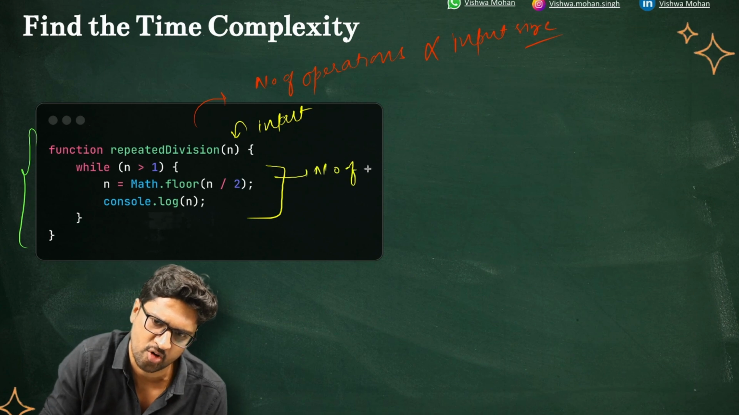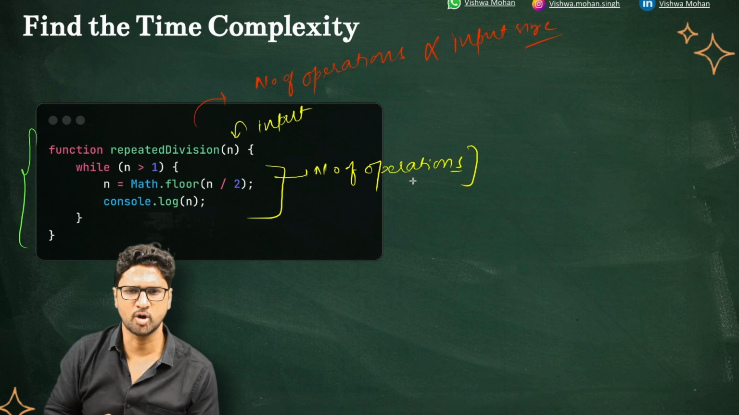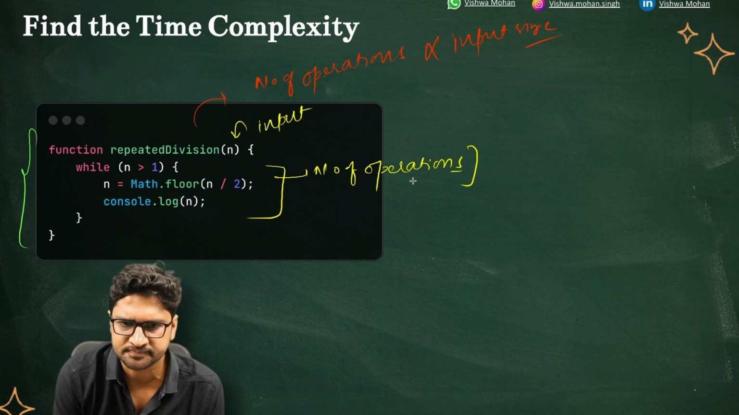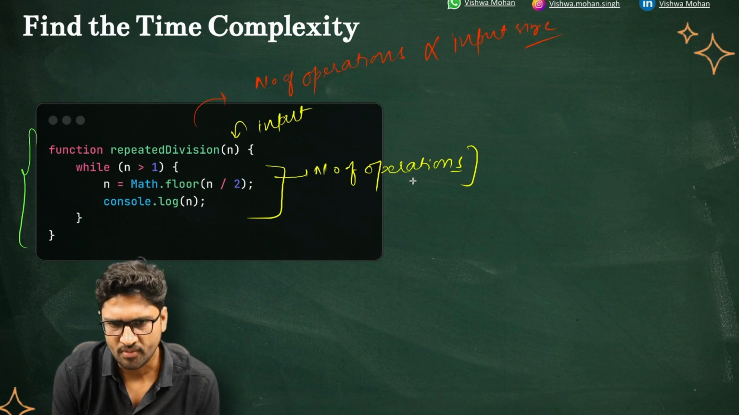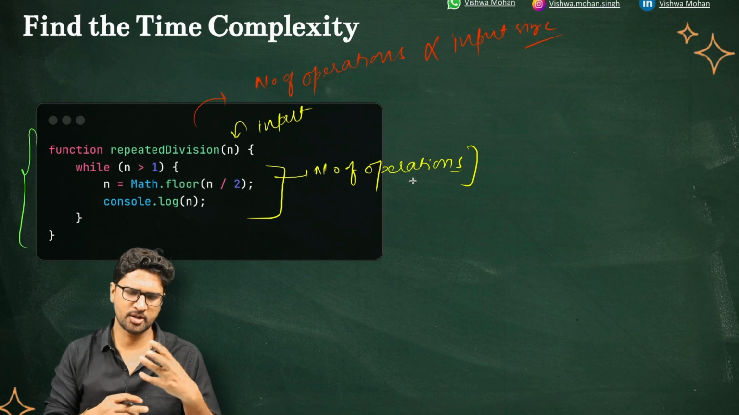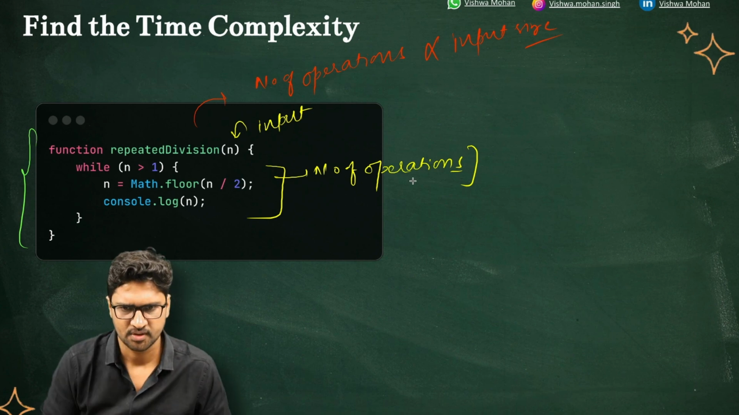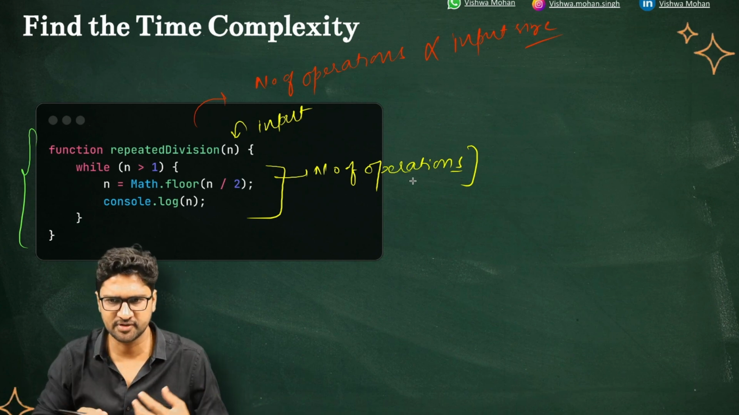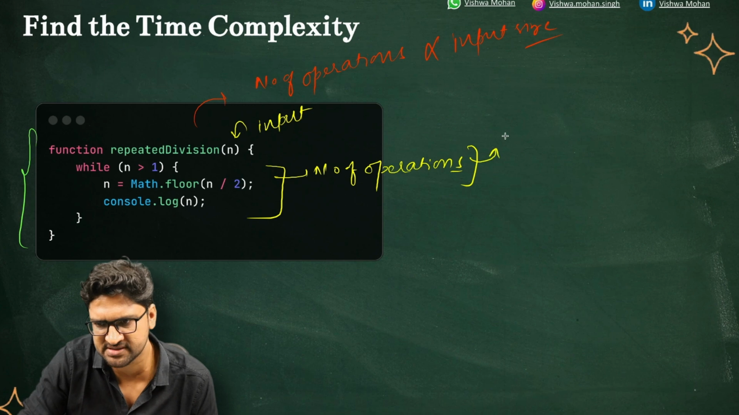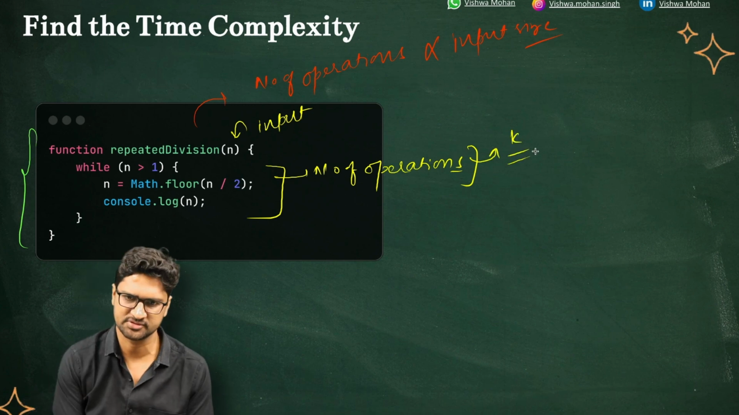And the number of operations will be equal to how many times this while loop runs, right? So now let's try to find the total number of times this while loop runs. I don't know how many times it has run for the first time. So let's assume that it will run for k times.